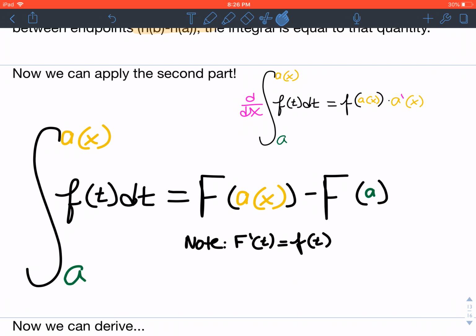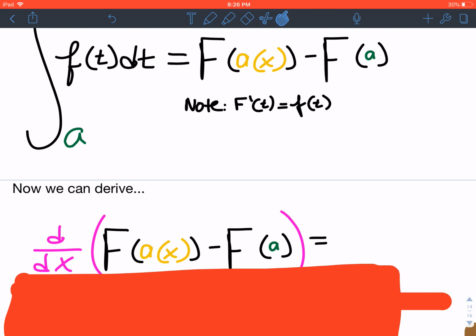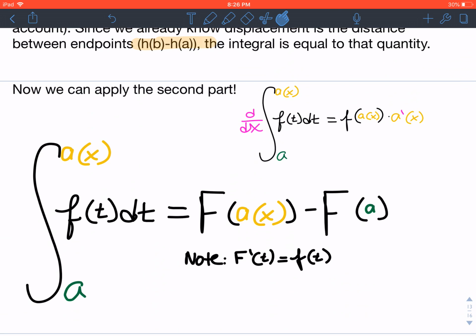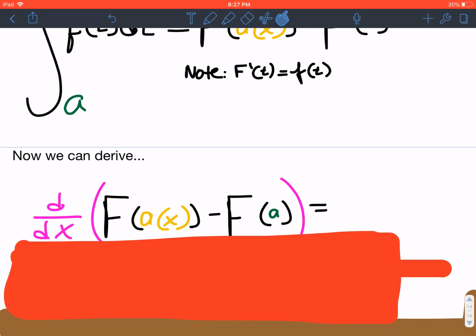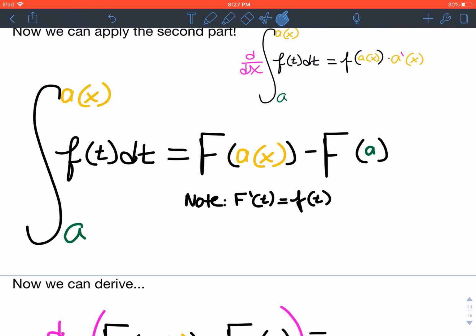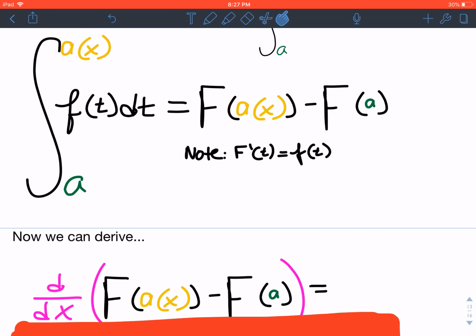And then we are noting that big F prime of t is f of t. And I use t as a dummy variable because we don't really want to focus on this a of x in the chain rule, because if we were to focus on F prime of a of x, you'd get chain rule, and we don't care about that right now. Big F is an antiderivative of little f. From here we can derive, so this derivation of this right side, which is this, is the same as this derivation of the left side, because this is an equality that we've already established.